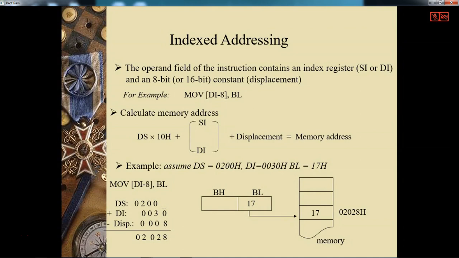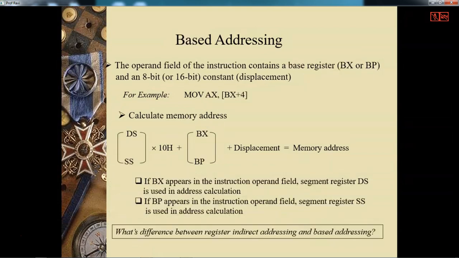So how do you locate the data? If this is the instruction, where does the content of BL go? The memory location is pointed out by using the index register. That is what we call the indexed addressing mode. The next addressing mode is the based addressing mode.